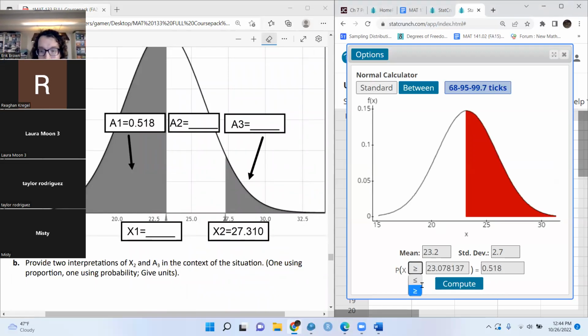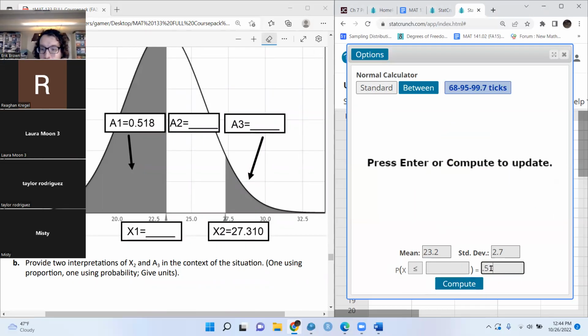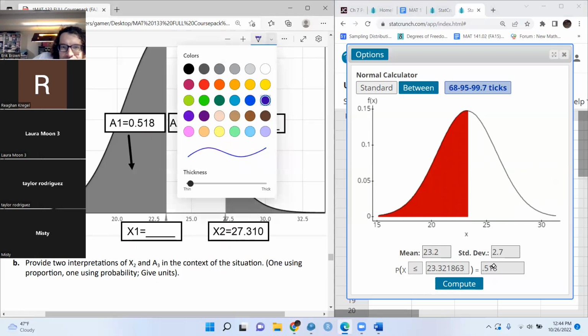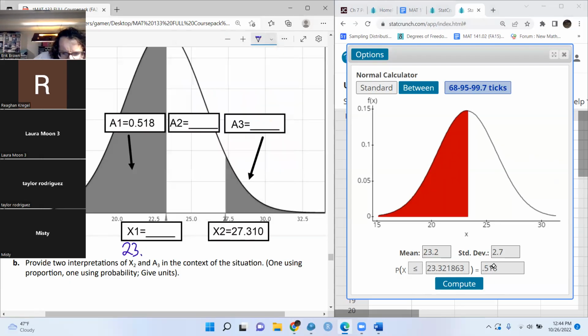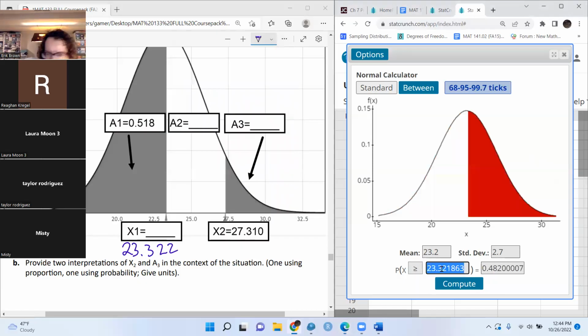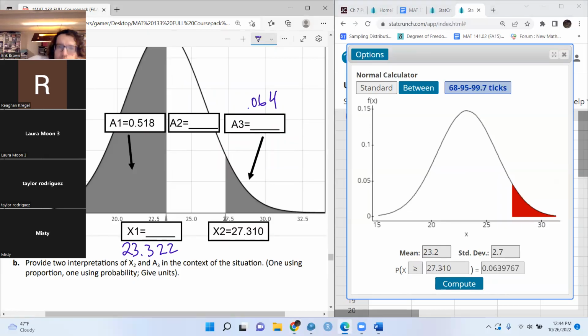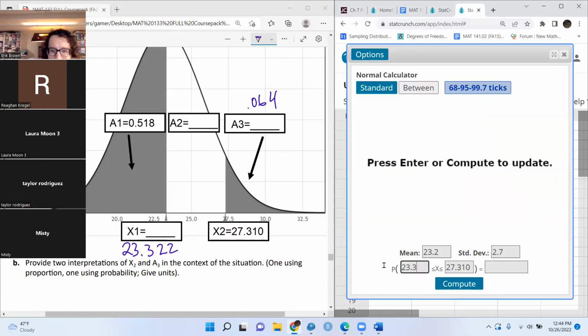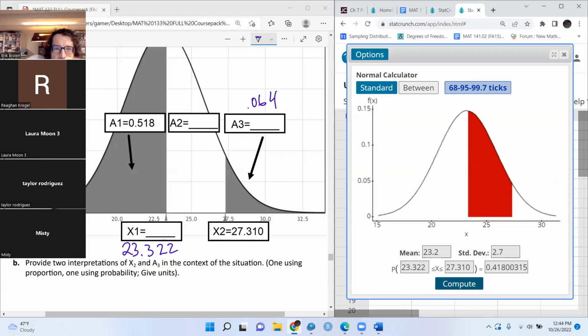Okay, so here goes again. This time we're going to get it right. Did you have 23.322? Yes. Nice. See, look, you beat the teacher. That's gotta feel good. Not that it was a competition, but you know. Let's see. Then I'm gonna do the same thing greater than 27.310, 0.064, and then I'll do the between with that and 23.322. Compute 0.418. Awesome. Did y'all get it?